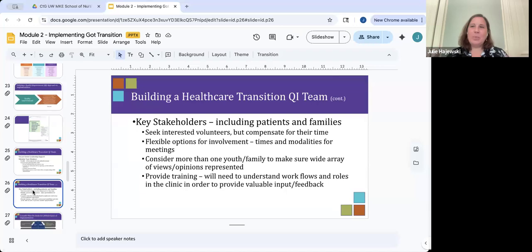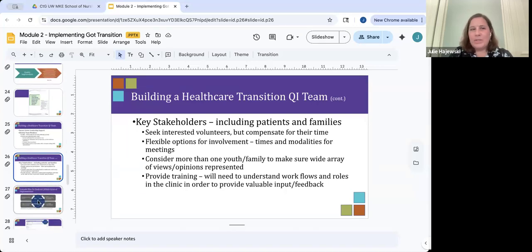Because if I build this process in my clinic and I think this is a perfect process, but I have not gotten input from my patients and families that are going through this process, it will fail because I will not be able to foresee all of the challenges that come from that aspect of being the patient within our clinic. So really thinking about at least having one youth and family or more to make sure those opinions are represented and to be able to resurvey them after they've gone through that process. Making sure that you're doing adequate training within clinics and healthcare systems.